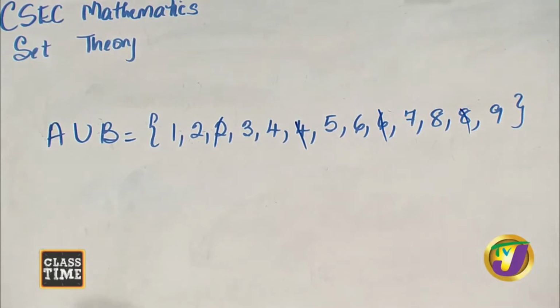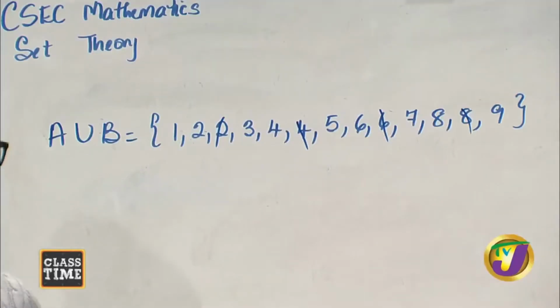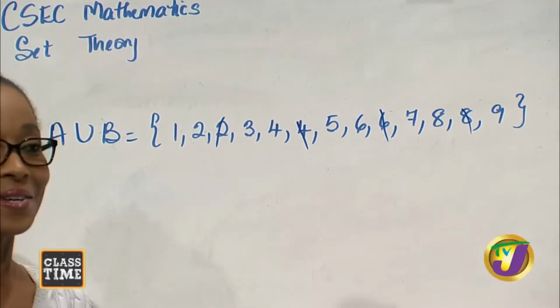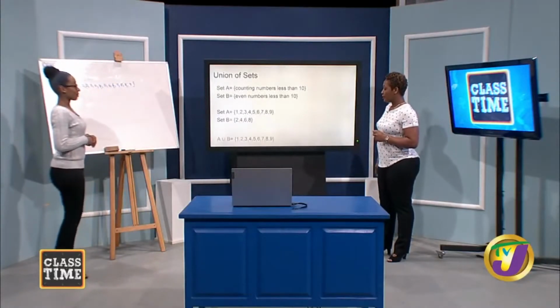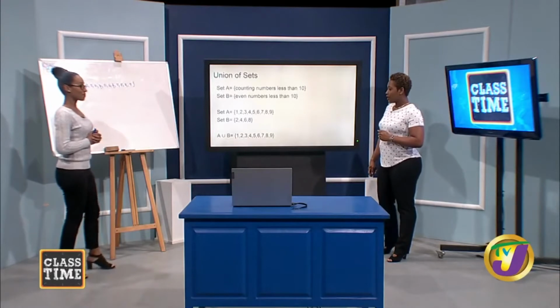So all of set A is really the union of the set. Yes. Okay. So I don't have to repeat it again. So it is 1, 2, 3, 4, 5, 6, 7, 8, 9. Right, because that's the counting numbers less than 10. All right. Great.